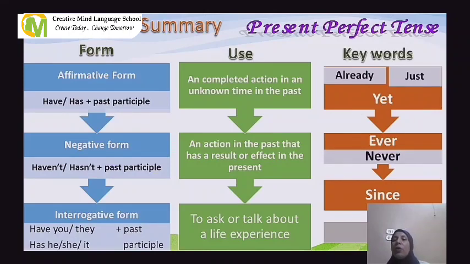Then we talk about the keywords. I think that I have a little song about it. We can say just, already, yet, ever, never, since, and for. Again, just, already, yet, ever, never, since and for. Now I have finished my lesson.